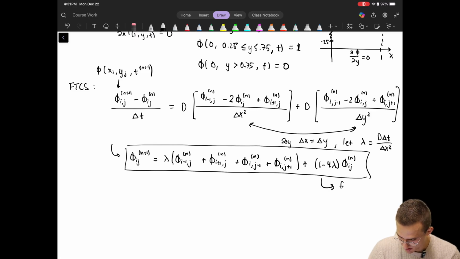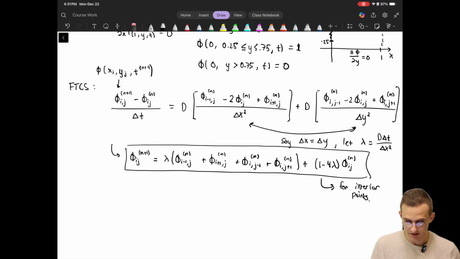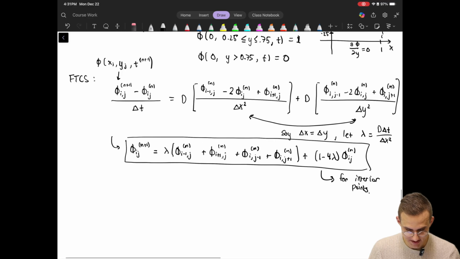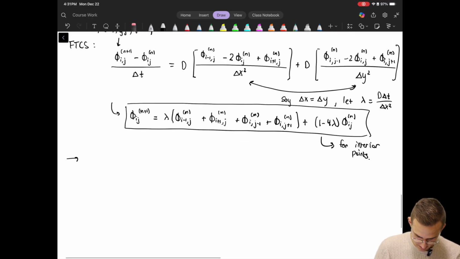So for interior points, because we wouldn't be able to apply the differencing operator on the boundaries, of course, right? Okay, so it's just an explicit method. You're just averaging all the neighbors, right? In both x and y now, to get the next time step. So the question becomes, how do we deal with these boundary conditions, right?